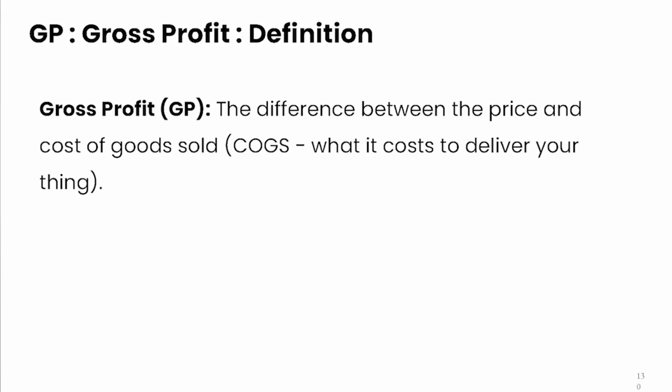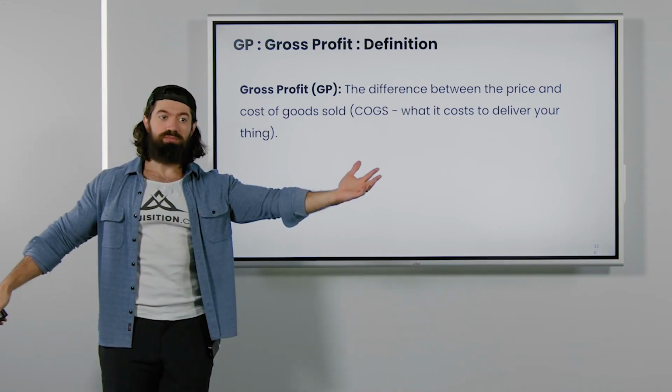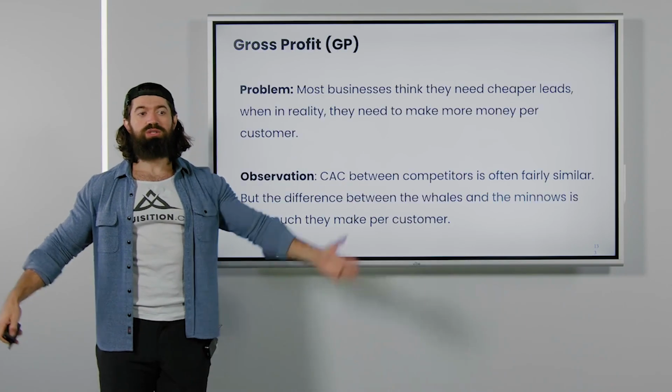All right, let's rock. So gross profit, the difference between the price and the cost of goods sold. So cost of goods, or COGS, is what it costs you to deliver the thing. All right, so if it costs me $9 to deliver meals and I sell it for 10, then I got $1 in gross profit. All right, very straightforward. Now, here's why this is important.